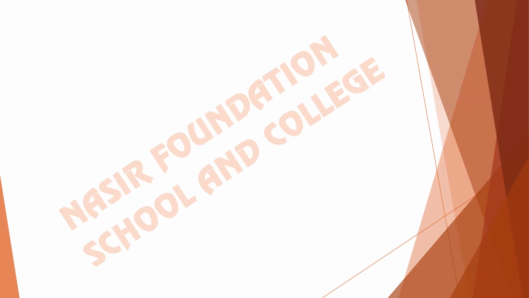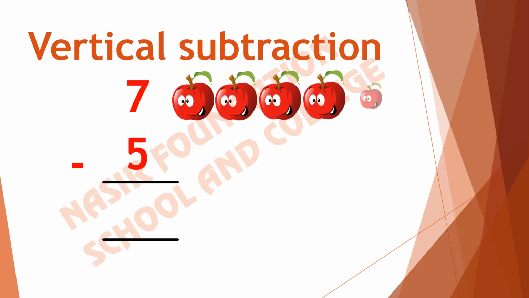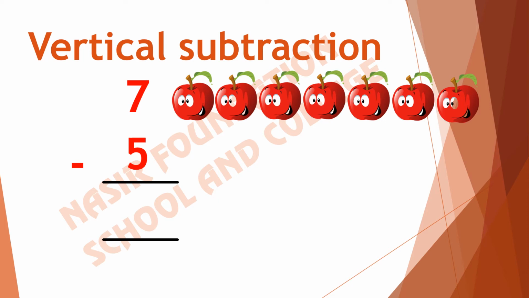Now we will write them in vertical form and we use this symbol to show the subtraction. 1, 2, 3, 4, 5, 6, 7. Out of 7 we have to subtract 5. 1, 2, 3, 4, 5. And here we are left with 1, 2. It means if we subtract 5 from 7, we are left with 2.